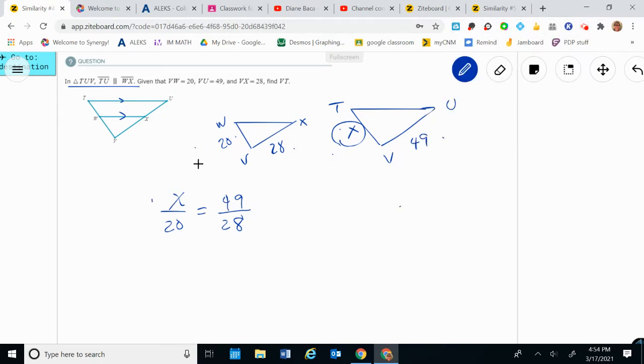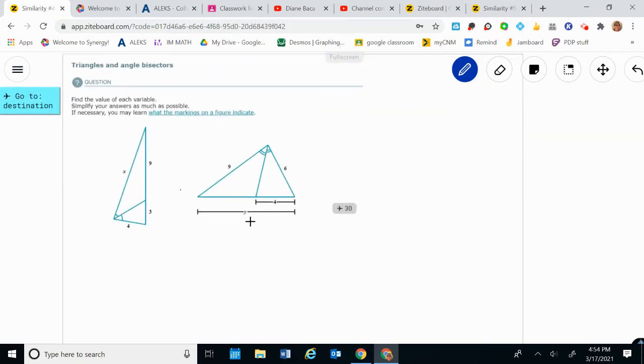So you would cross multiply and solve. Okay. All right, next one. So these ones, here's the theorem. The theorem on this one is that when, actually, I want you to go ahead and copy it down.